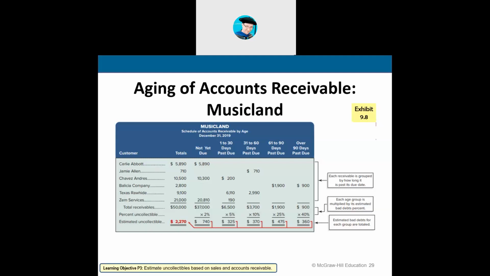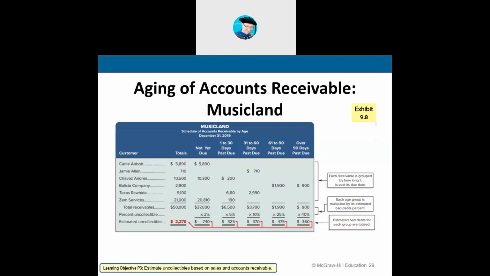We multiply that percentage by the total receivable for that category, for that age group. And that will give me my estimated uncollectible amount for each age group. I add up all of my age groups, not due yet, 1 to 30, 31 to 60, 61 to 90, over 90. I add up all those. I get my total estimated uncollectible amount.